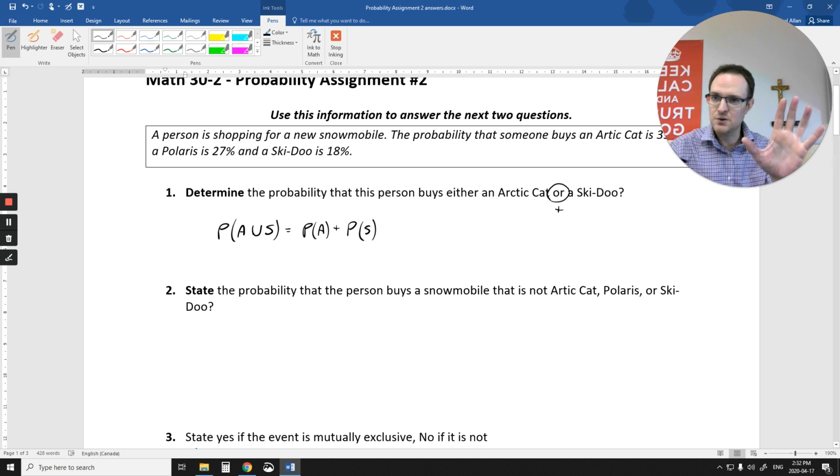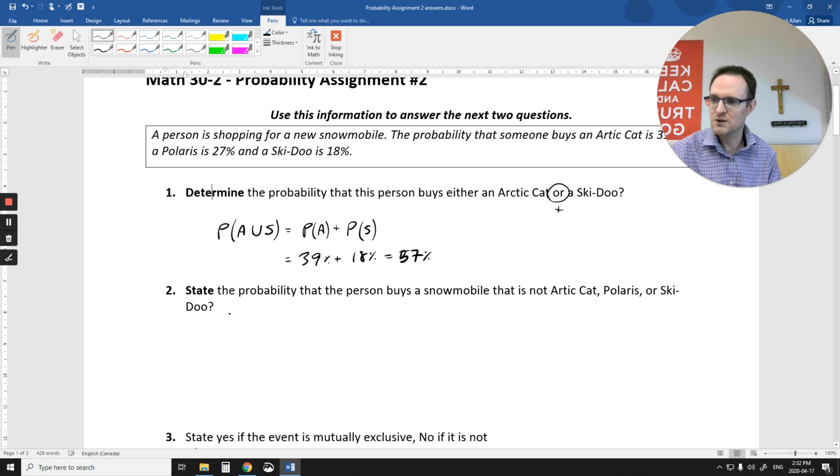If I do one, I can't do the other. It's just one or the other. They're two different brands. I am just going to add these two numbers together. So it'll be 39 for the Arctic Cat plus the Polaris, 27, and I'm going to get 57. Oh, that's not right. What did I say here? Oh, I don't know if I said Polaris. Skidoo. I'm going to add those together. I'm going to get 57% chance of that happening.